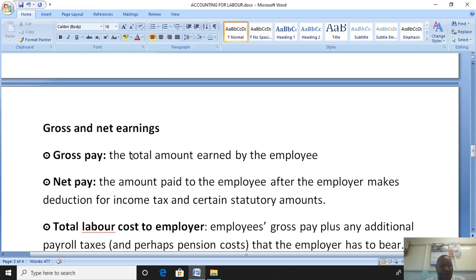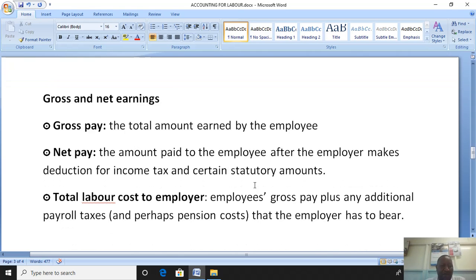So what is the gross pay? Gross pay is the total amount earned by the employee, and the net pay is the amount paid to the employee after the employer makes deductions for income tax and certain statutory amounts or deductions.